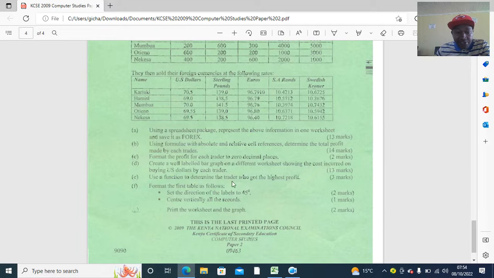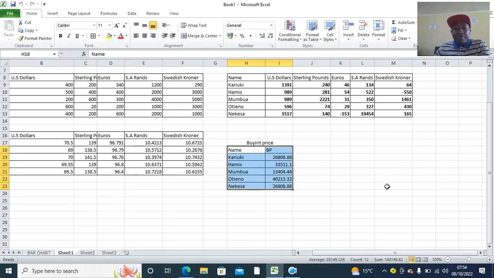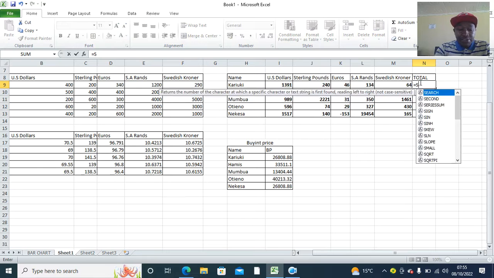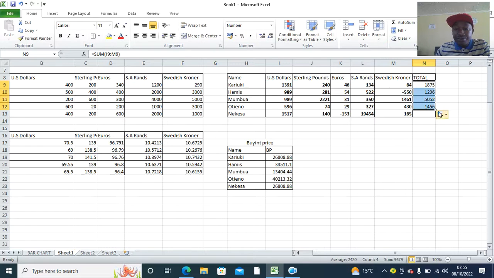Use a function to determine the trader who got the highest profit. So for that case, the examiner is asking us to use the maximum. So for that case, we need to have total here. Then we need to go to this one, then have equals sum, open the bracket, take the first value, put a colon, take the last value, like that, press enter. Then from there you can just pull this down that way.